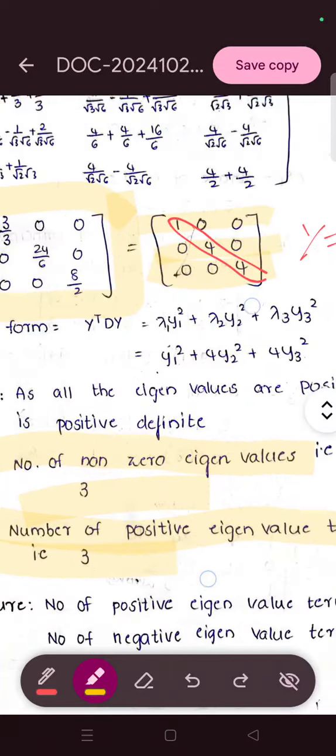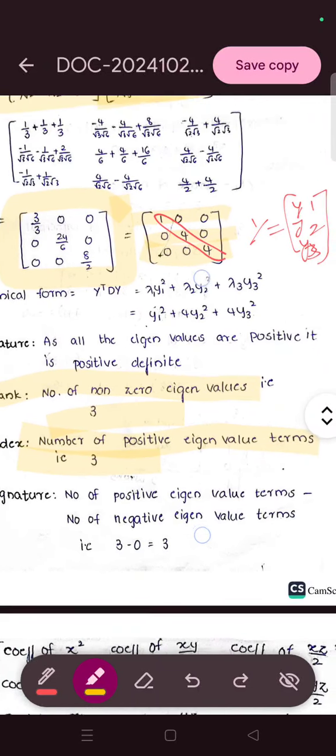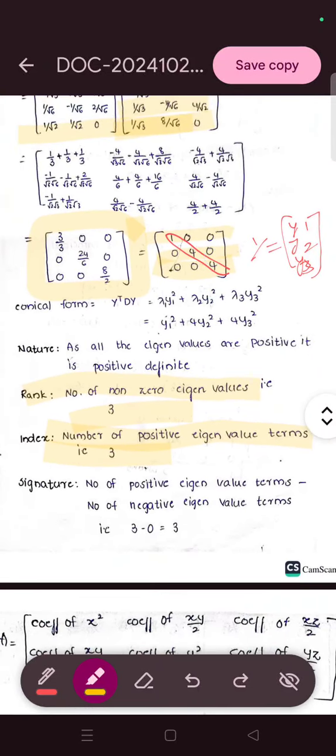So next, the signature of the quadratic form. What is the signature of the quadratic form? Simply we have, right? The number of positive d terms minus the number of negative d terms. So positive d terms is 3 and negative terms is 0. So 3 minus 0 equals 3. So like this we can find these, so this is the special case.